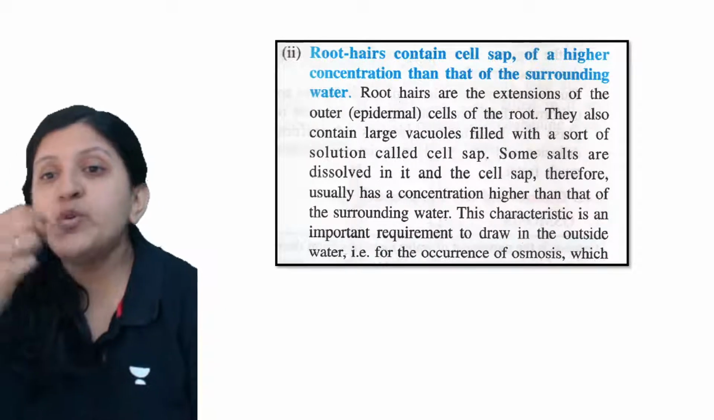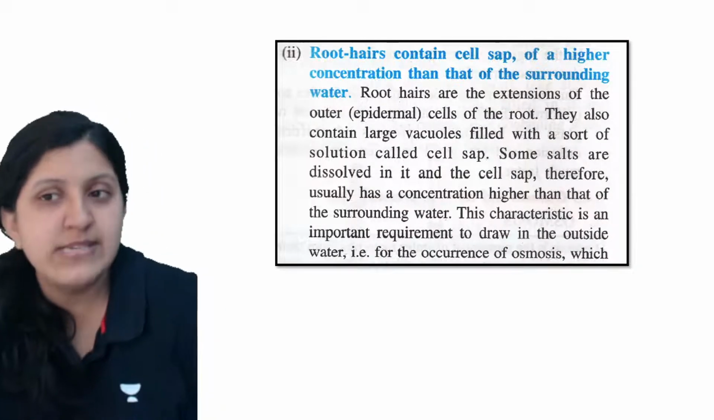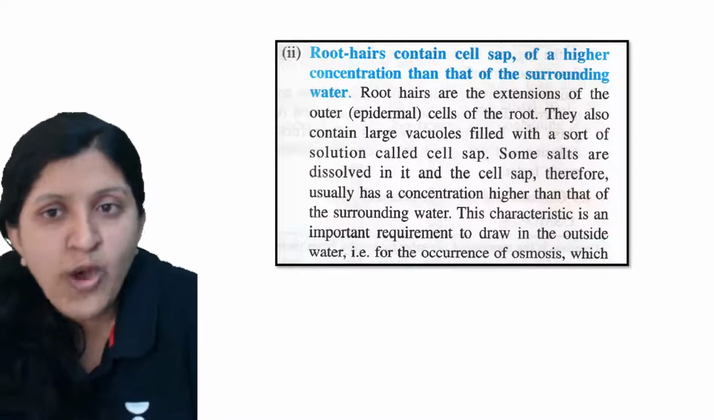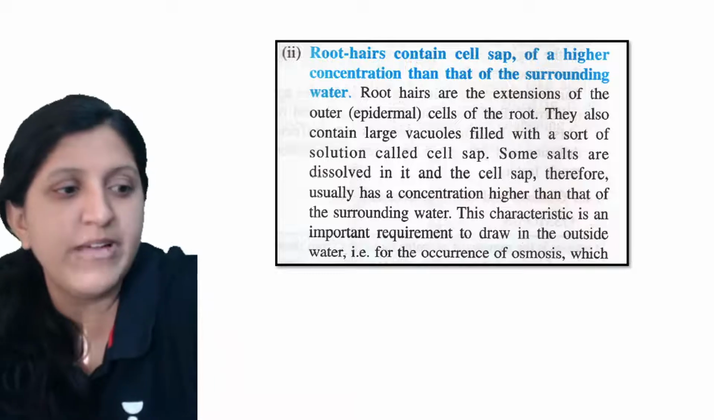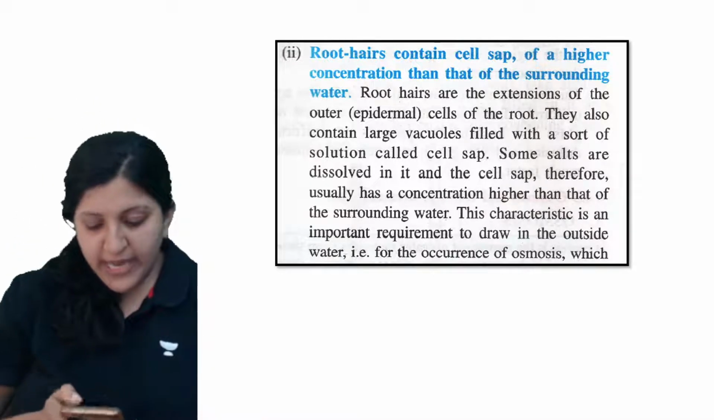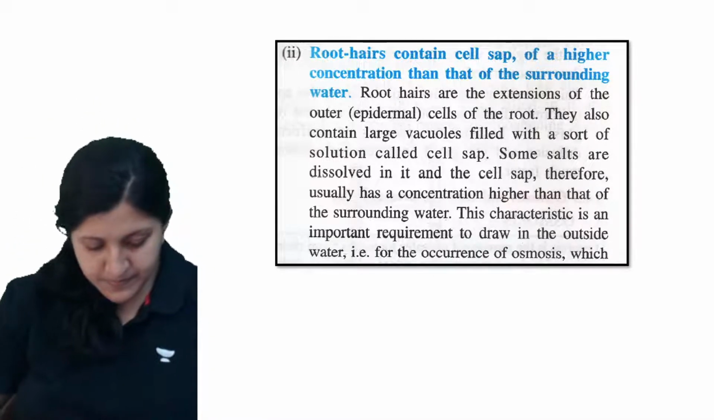Okay, so now root hair contains a cell sap. This is the second point explained with respect to the root hair. Okay, one second, any doubt? Is this clear?